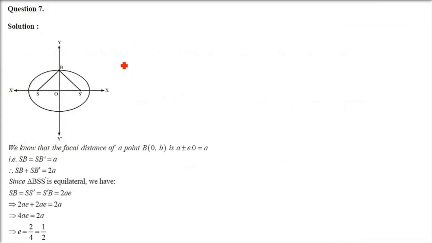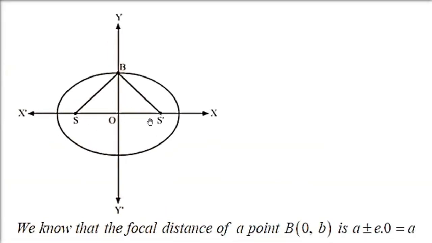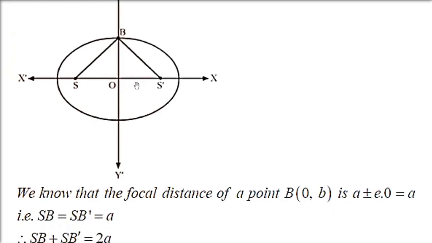Question number 7 is, if S and S dash are the two foci of the ellipse x square by a square plus y square by b square equals 1, and B is an end of the minor axis such that triangle BSS dash is equilateral, then write the eccentricity of the ellipse. So let me tell you about this particular figure. So this is an ellipse. Here this S and S dash are foci, and B is a co-vertex.